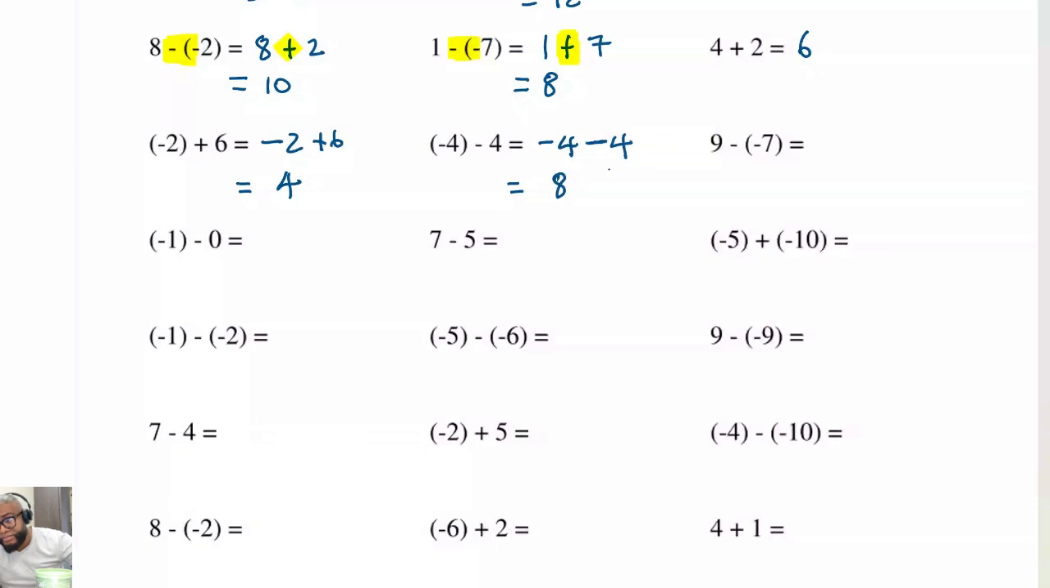Now, there's no bigger number here, so you just maintain the sign that is in front of these numbers, which is minus. So it'll be minus 8. Cool? There's no bigger number here.